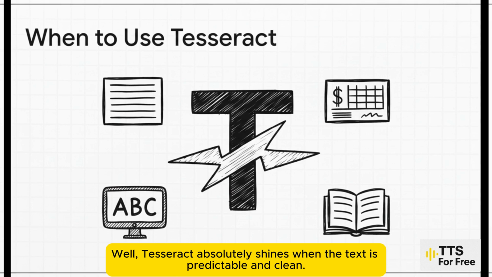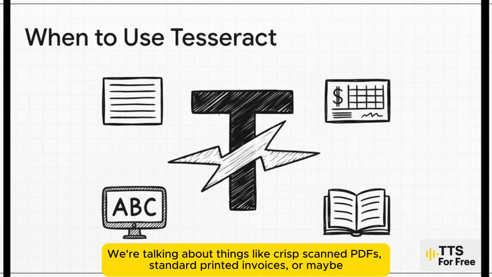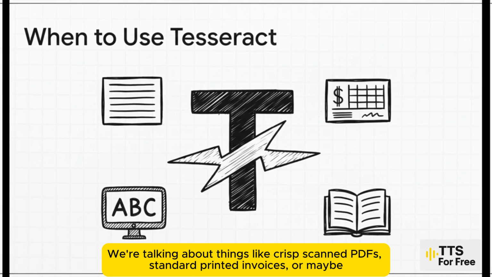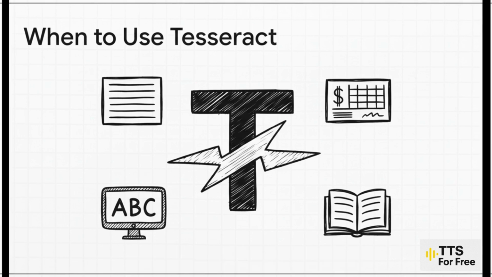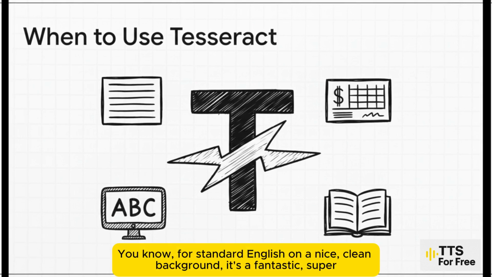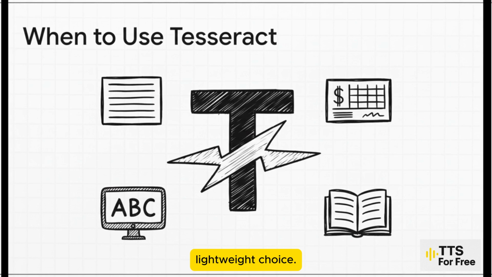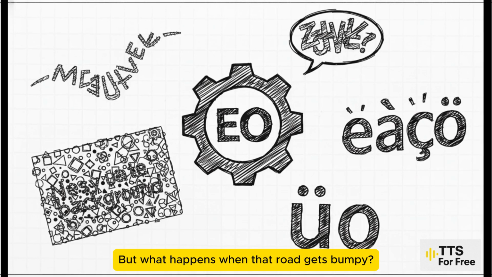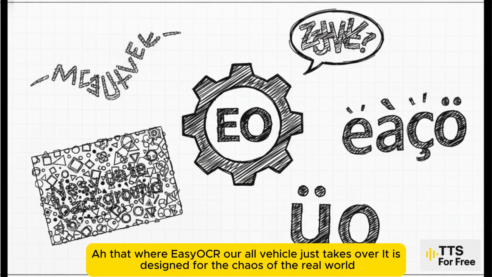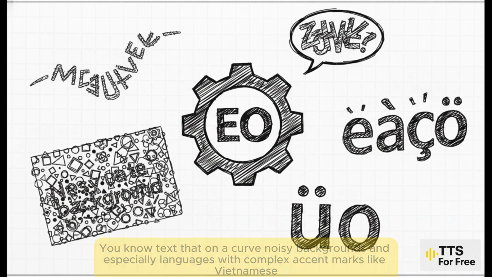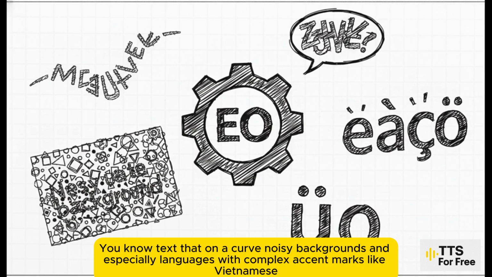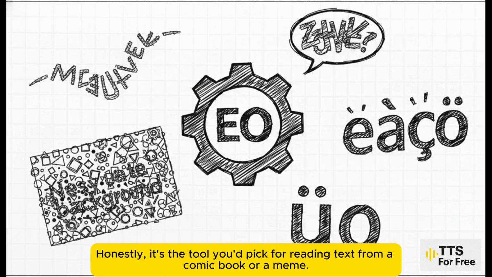Well, Tesseract absolutely shines when the text is predictable and clean. We're talking about things like crisp scanned PDFs, standard printed invoices, or maybe screenshots with really simple, clear fonts. You know, for standard English on a nice clean background, it's a fantastic, super lightweight choice. But what happens when that road gets bumpy? That's where EasyOCR, our all-terrain vehicle, just takes over. It is designed for the chaos of the real world. You know, text that's on a curve, noisy backgrounds, and especially languages with complex accent marks like Vietnamese. Honestly, it's the tool you'd pick for reading text from a comic book or a meme.